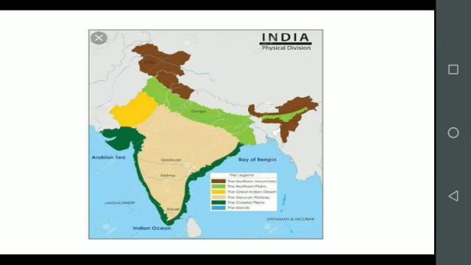The light green color shows the extent of the northern plains. The yellow color is used to show the great Indian desert. Light brown is depicting the Deccan Plateau region. Dark green color is showing the extent of the coastal plains of our country, and color blue is representing the islands as well as the water bodies surrounding our country.